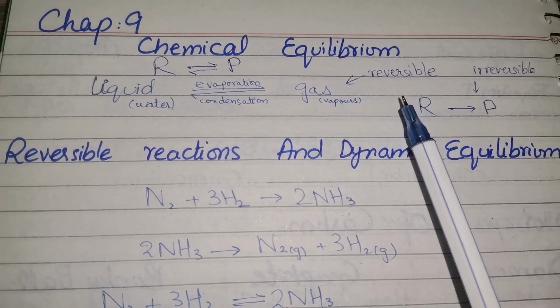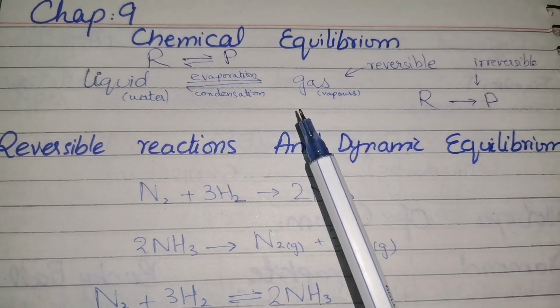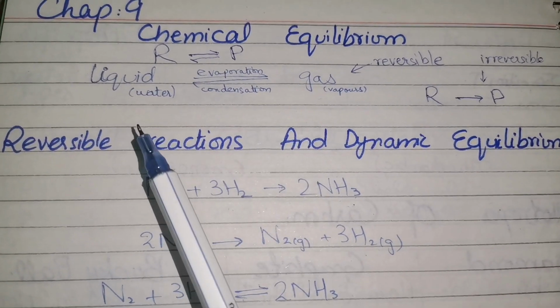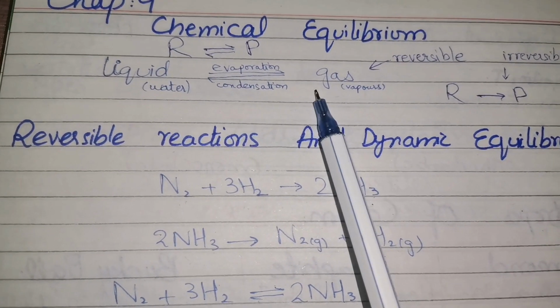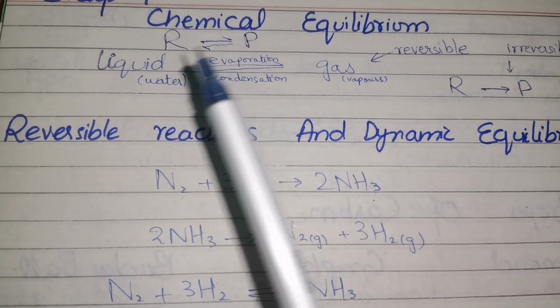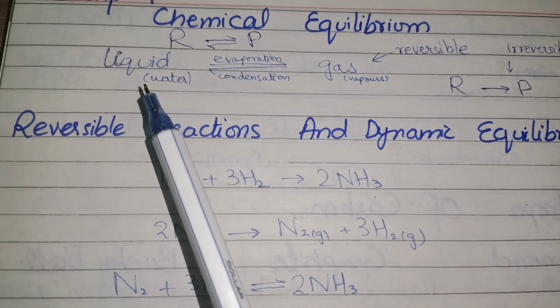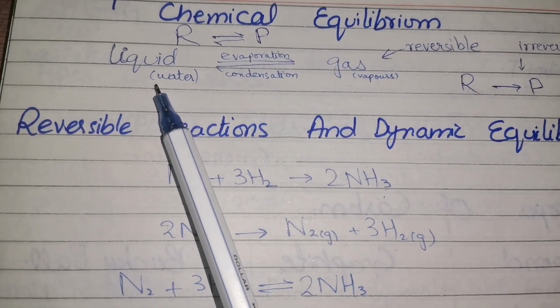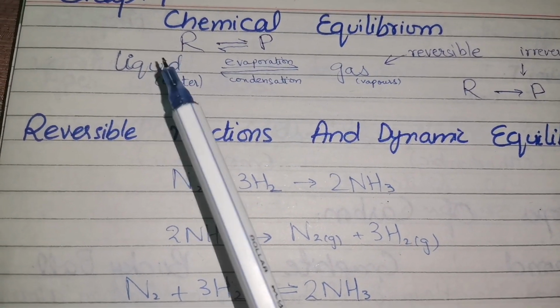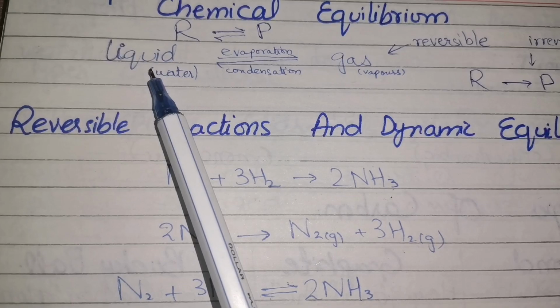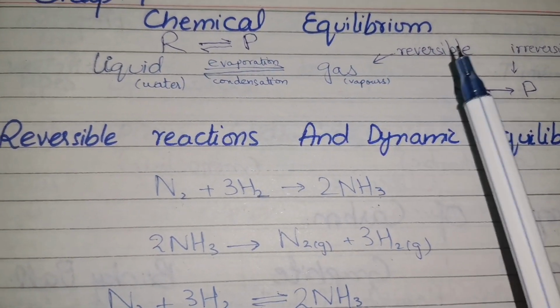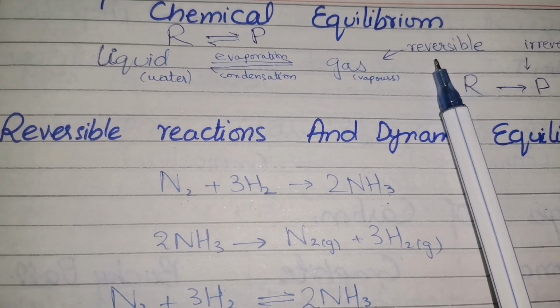Reversible reactions are those where the reactants convert into product and the product again converts back into reactant. This is an example from the vapor pressure where the liquid converts into vapors and the vapors convert back into liquid. We can see here that the reactants are converting into product and the product is converting back into reactant. Such kind of reaction is known as reversible reaction.